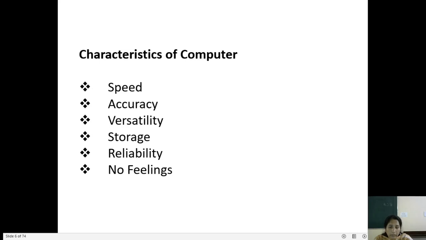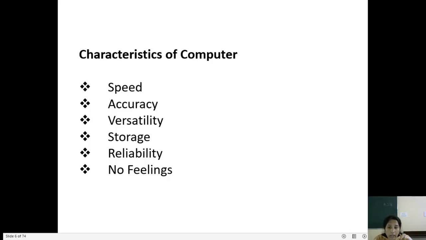So let's understand the characteristics of computer. What are the characteristics of computer? Obviously, why do we like the computer? Because it works enormously. We can't imagine, within a fraction of a second, we can do multitasking as well as we can send the information from one device to another device. So what are the main characteristics which help the computer to do all these tasks?